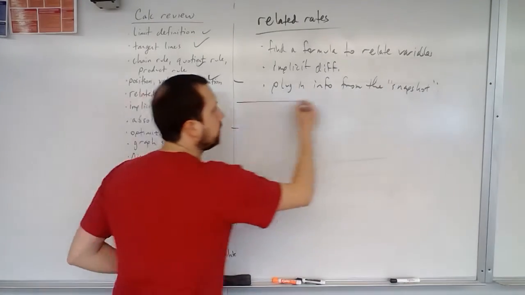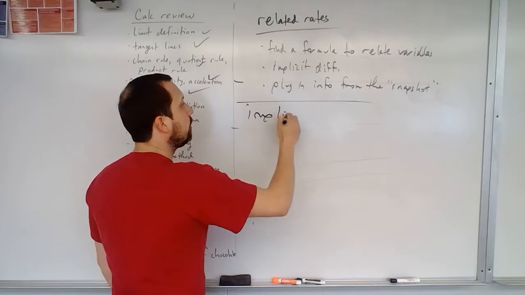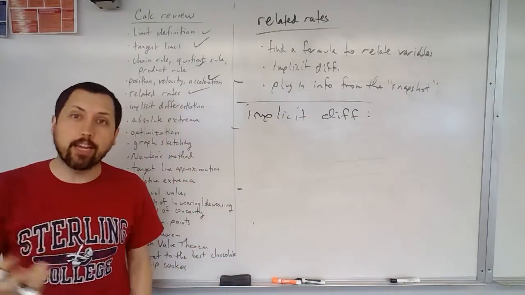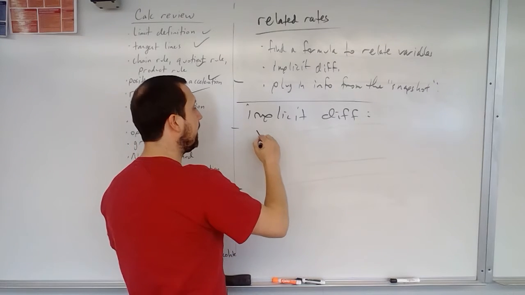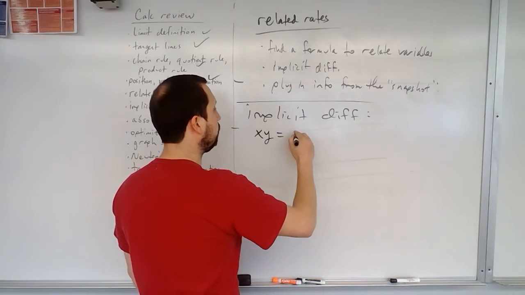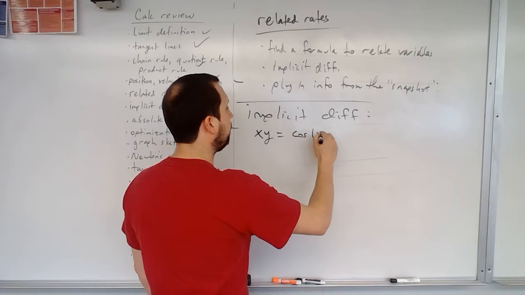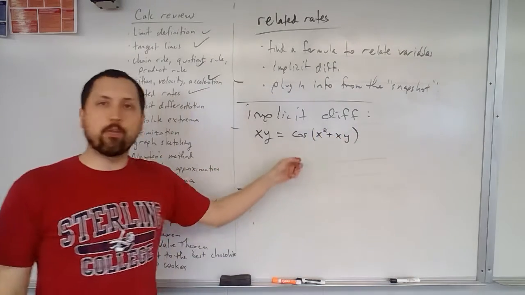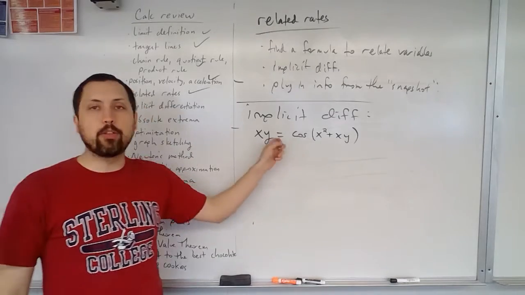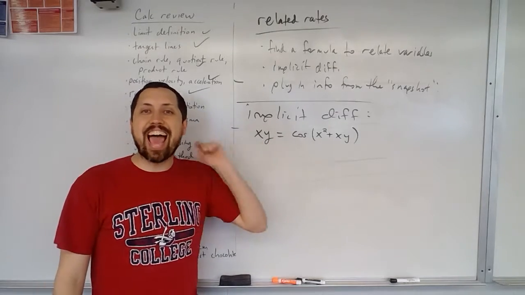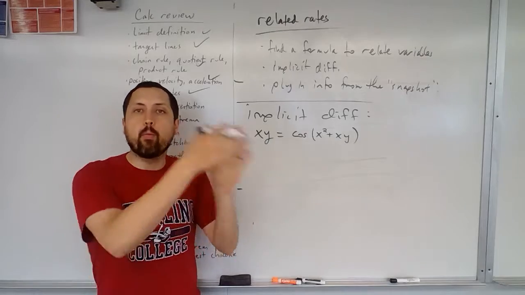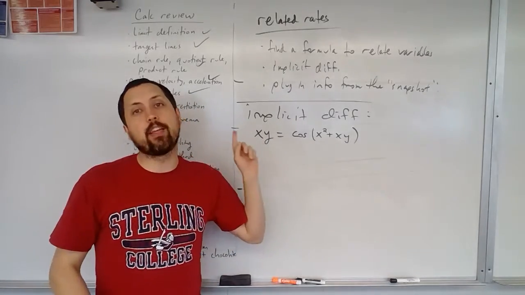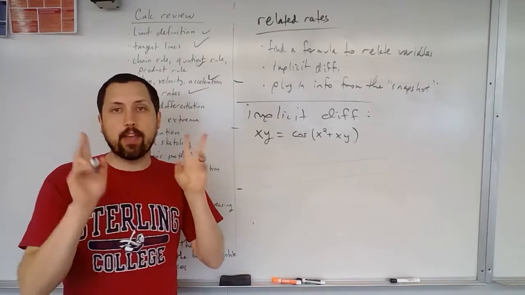So speaking of implicit differentiation, remember, with an implicit differentiation, we're basically using the chain rule. So if we had something like, say, xy is equal to cosine of x squared plus xy. So if this is my derivative and I want to do this implicitly, we cannot explicitly solve for y. We can't write y equals something with just only x's. So because y is in the middle of this, we now have to take the derivative implicitly.